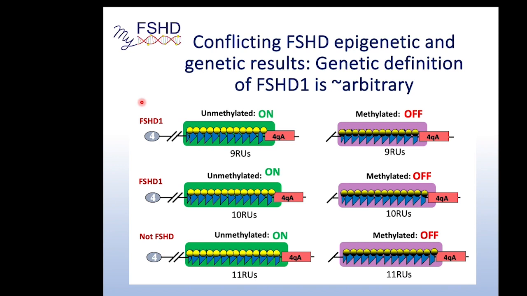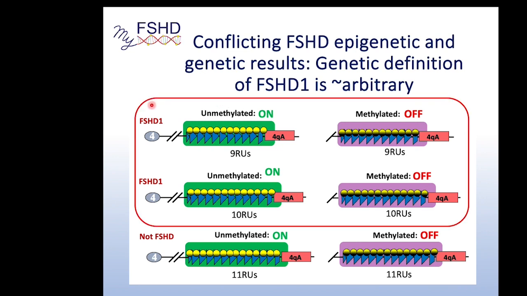All right. Now, one thing I want to bring up is we focus on epigenetics in FSHD. There are genetic definitions of FSHD, right? So by definition, FSHD1 is 1 to 10 repeat units. 9 repeat units with a 4A, 10 repeat units with a 4A, 11 repeat units, and you're not FSHD. Even if you're clinically FSHD, you won't be considered genetically. You come back as a negative, all right?